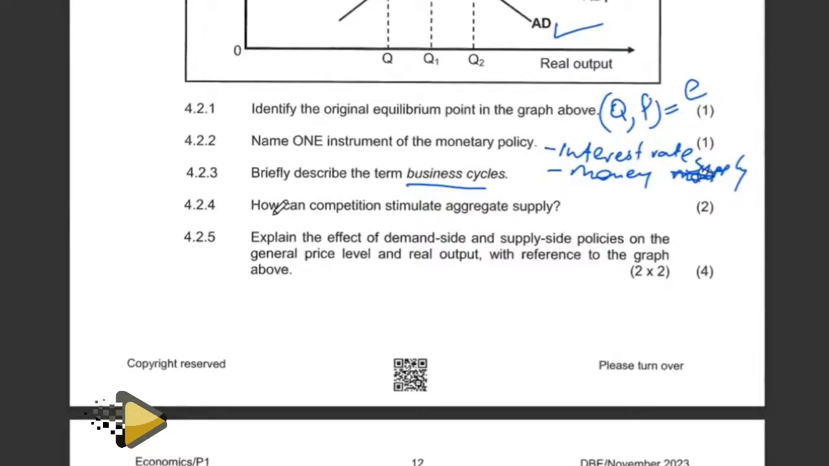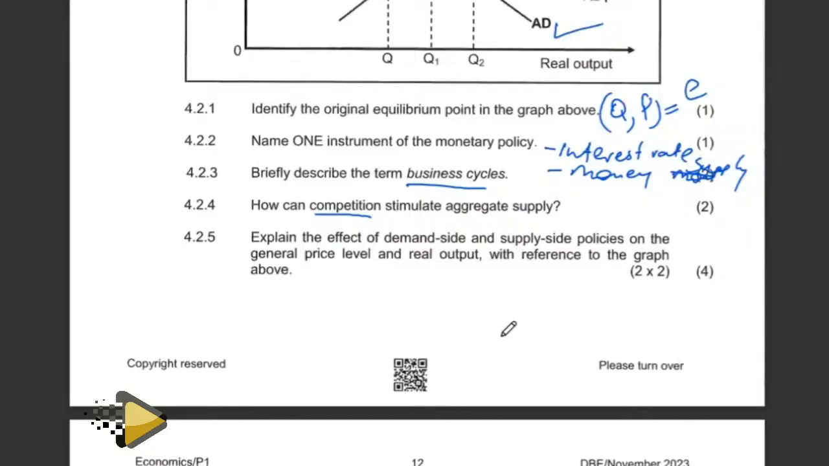We have 4.2.4. How can competition stimulate aggregate supply? Okay, right. So the moment you talk of competition, we refer to a situation where most businesses are selling the same product. It can be with the same quality or the same quantity or the same price, but the fact is they are selling the same product.